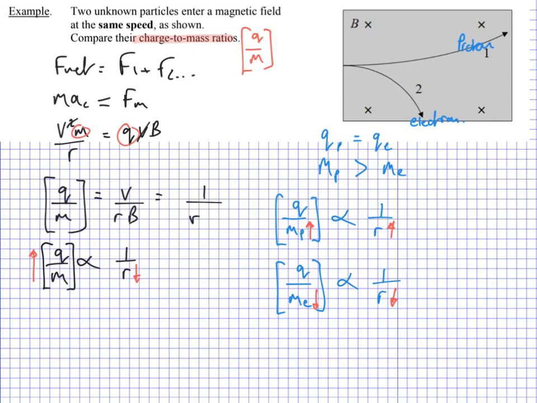Okay, so this is algebraic proof. If we make this initial statement about the forces acting on charged particles as they move through a magnetic field, we come up with this inverse statement. And if we get into what that means in terms of changing the masses, we can see that it affects the radius in an inverse way.